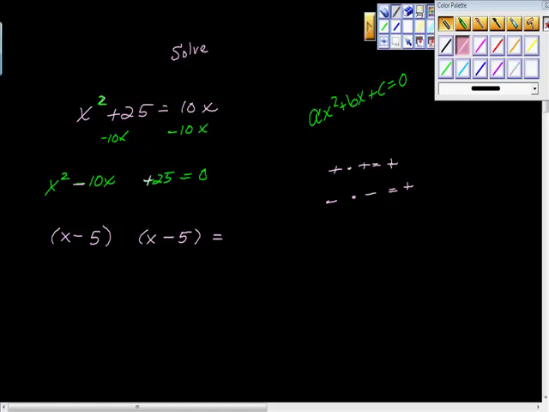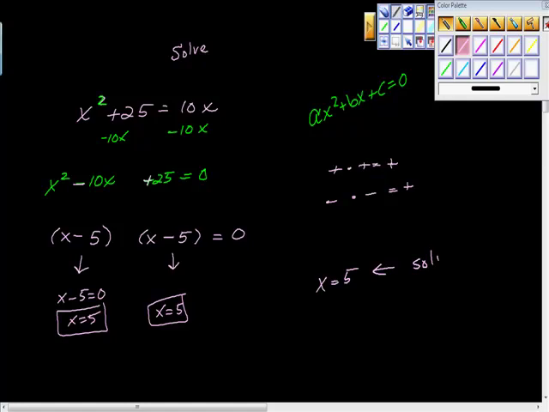Equals 0. So this is a very interesting solution. Because what this gives us is, our solutions here: when is x minus 5 equal to 0? When x equals 5. And if I do this one, when is this one equal to 0? When x equals 5. So this one only actually has one solution. X equals 5 is our solution here.